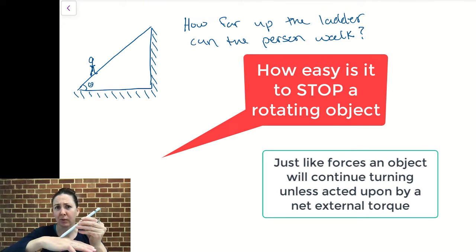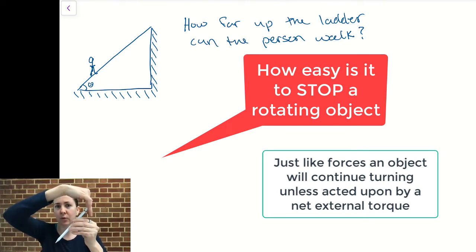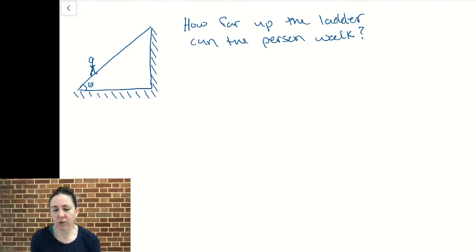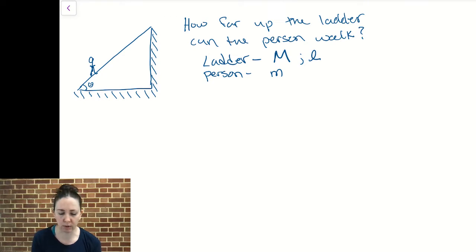We'll call that coefficient of friction mu sub s. Let's say that there's no friction against the wall though. Okay, so here's our picture. Let's just do this in general terms. So the ladder, let's have the ladder be mass capital M. We'll have the person's mass be lowercase m. Let's call the length of the ladder L. And let's call the coefficient of static friction mu sub s.